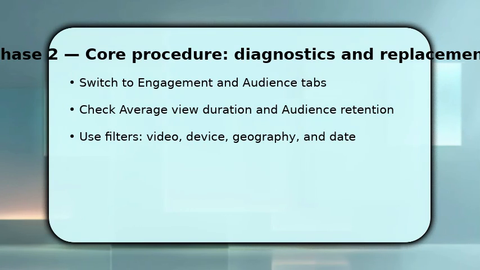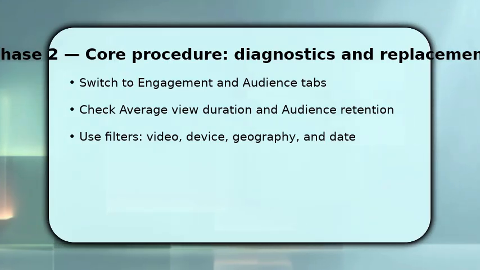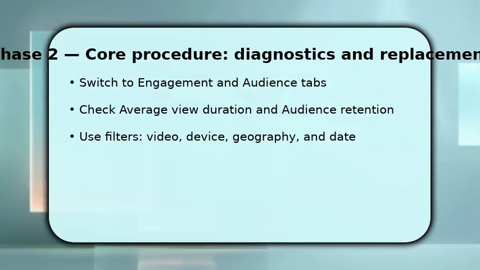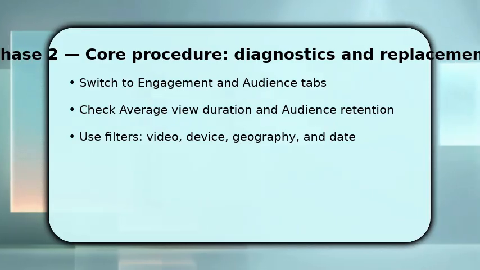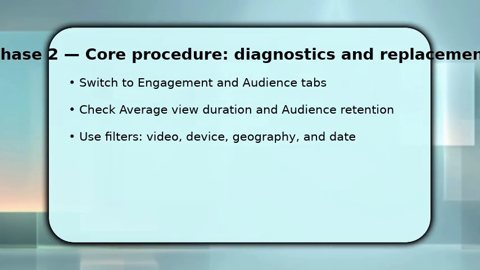Now dig into engagement and audience to understand how watch time accumulates. That explains the why. Click Engagement to see average view duration and watch time by video, then open Audience to view returning viewers and when people drop off. Use the filter icon to isolate a single video, device, or country. This reveals patterns you can act on.